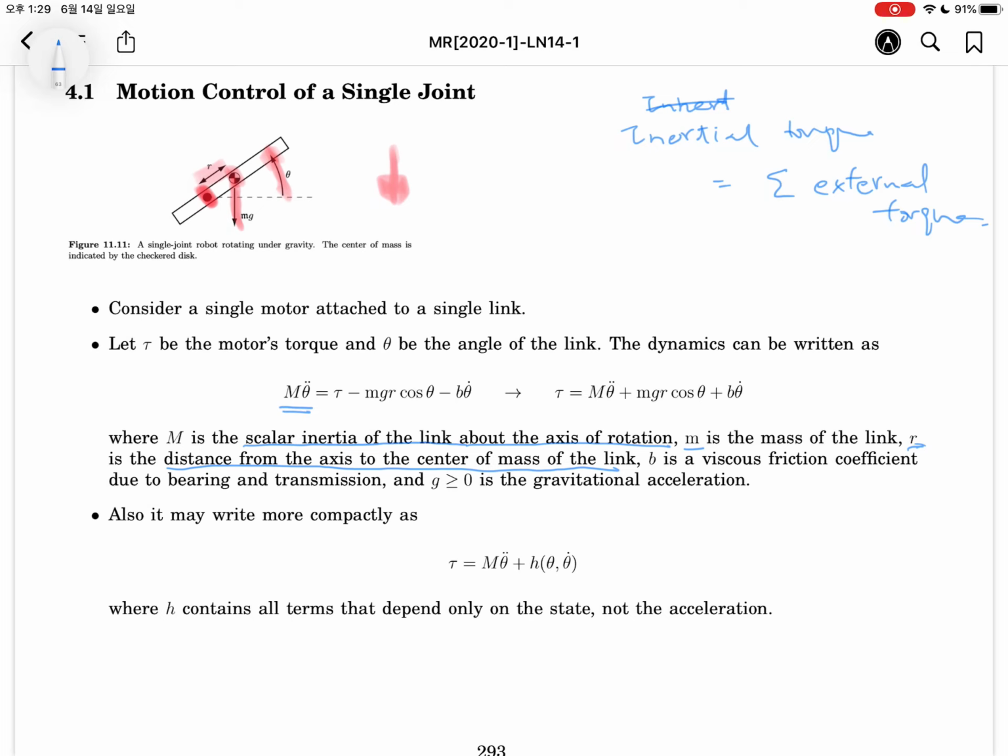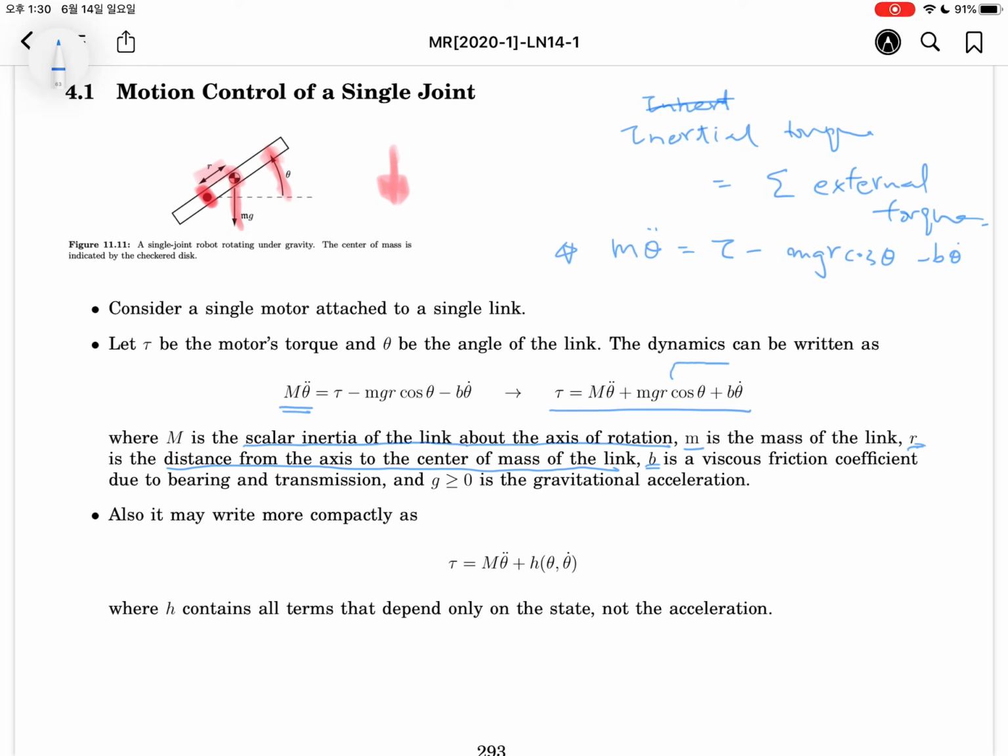And then let's assume that the rotation movement has viscous friction. The viscous friction coefficient is b. It acts in the opposite direction of the movement. The inertial torque will be m theta double dot. We have three kinds of torque or moment: the applied torque by the motor, then mgr cosine theta, which is the gravitational torque, and then minus b theta dot as friction. So we have the equation of motion like this. It will be used for designing the controller here.